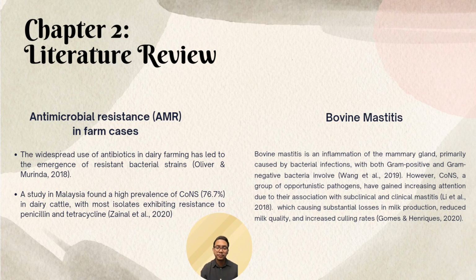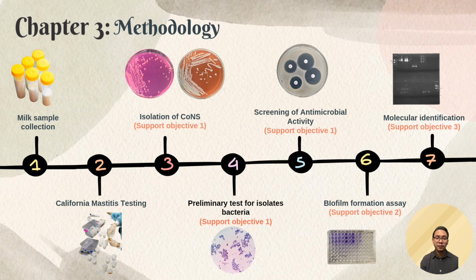For the methodology, first we went to a selected farm in Alor Gajah, Melaka, and were able to collect 12 cow milk samples. During the collection, we also performed the California mastitis test to detect subclinical mastitis in cows. Then we isolated the CoNS from the milk samples on the blood agar and mannitol salt agar until we got a pure colony.